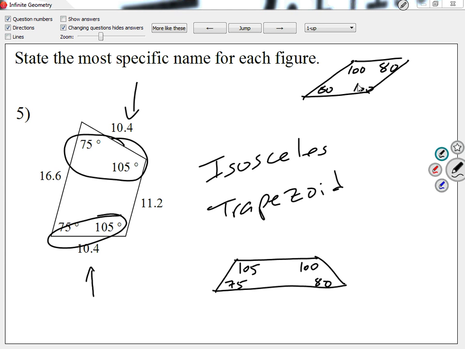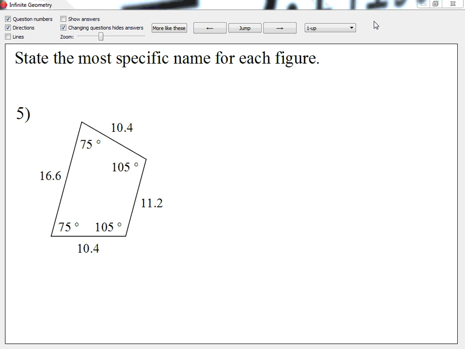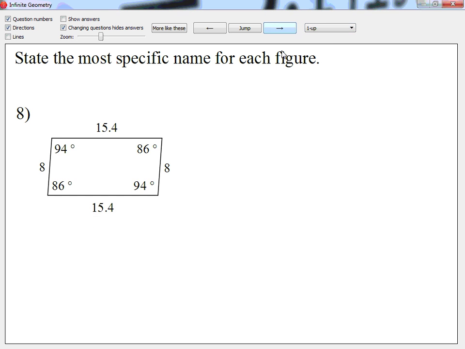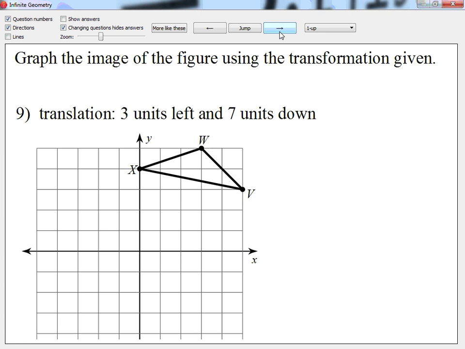Right. Any other questions for the front side? Yes. So I'm assuming no more questions on that. All right. Any other questions for the front side? No? Okay. Make sure you guys are ready for the quiz on that tomorrow as well. Let me flip the page. On the back side, I have translations.